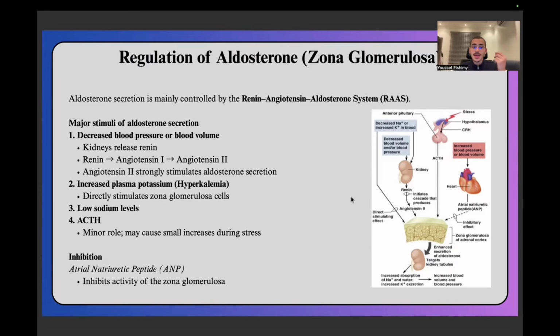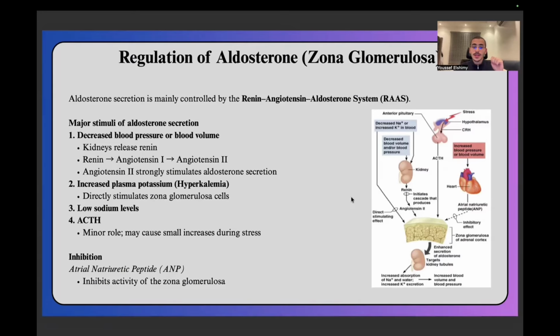Another mechanism is hyperkalemia, which is very deadly and very fatal, especially to the heart. Whenever the body senses increased potassium, this directly stimulates the zona glomerulosa to produce aldosterone in order to decrease potassium and lead to potassium excretion. Also, low sodium levels, hyponatremia, lead to the production of aldosterone in order to reabsorb sodium.